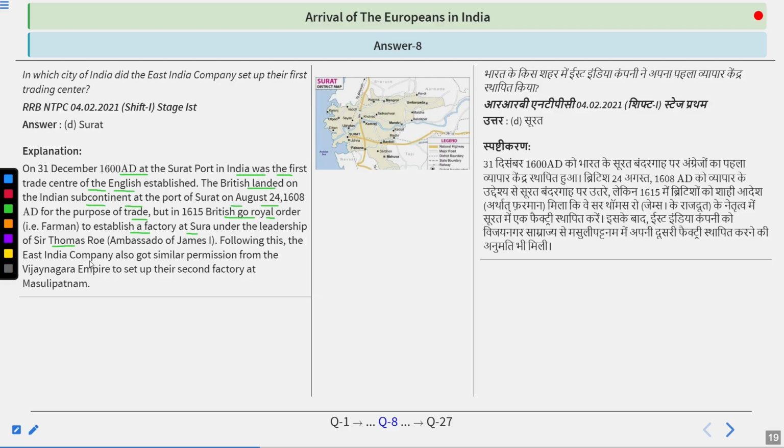Roe. Following this, the East India Company also got similar permission from the Vijayanagar Empire to set up their second factory at Masulipatnam. But remember that Surat was the first place where they officially set up their first trading center. If we talk about unofficially, that was done in Masulipatnam.